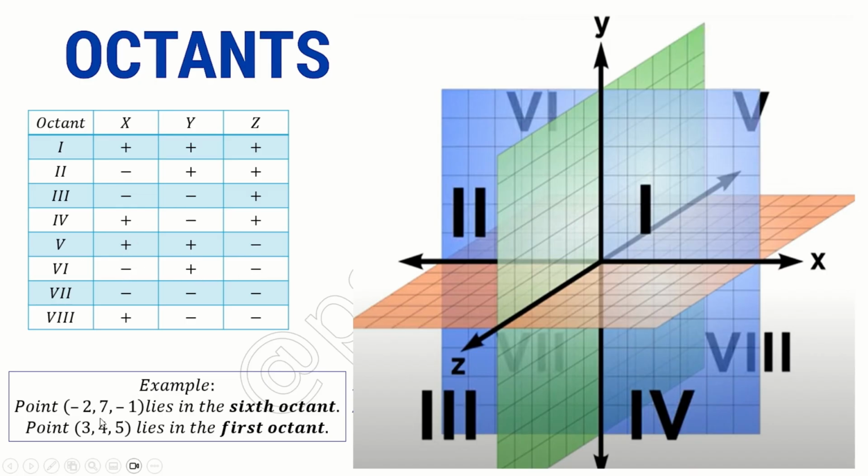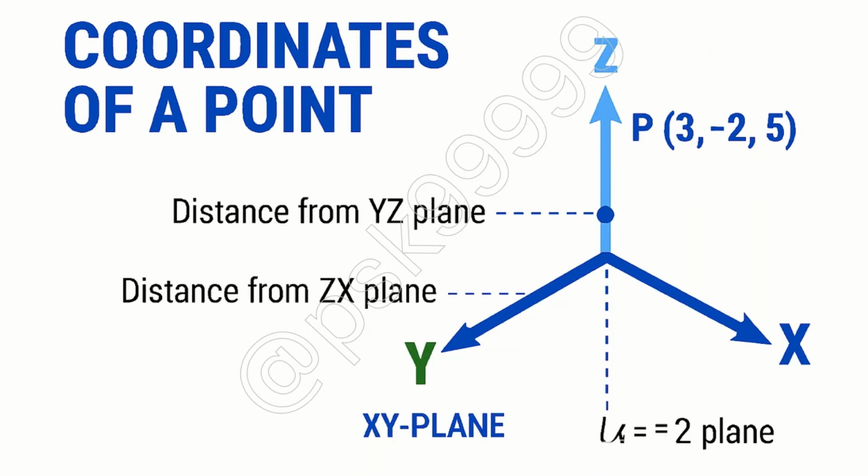Sixth octant. Now 3, 4, 5, it's the first octant. So this is how we should do. This is the understanding of the octants and how to remember each octant number. Okay, next. Coordinates of a point.